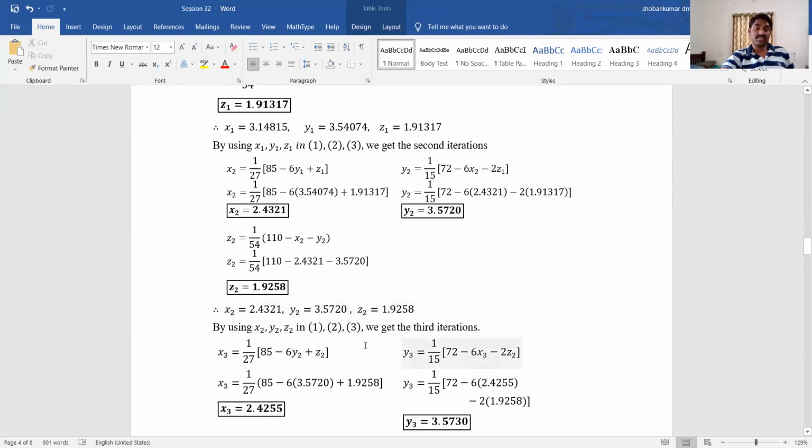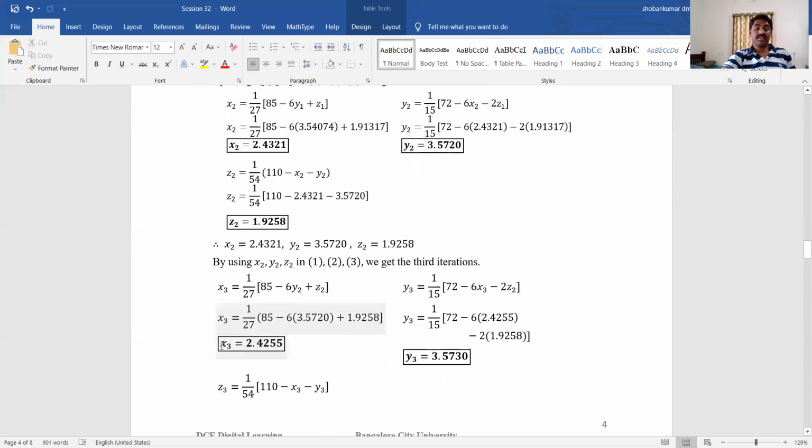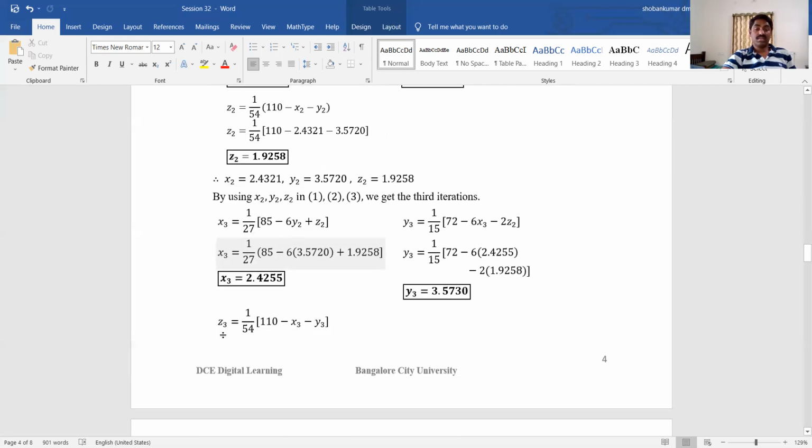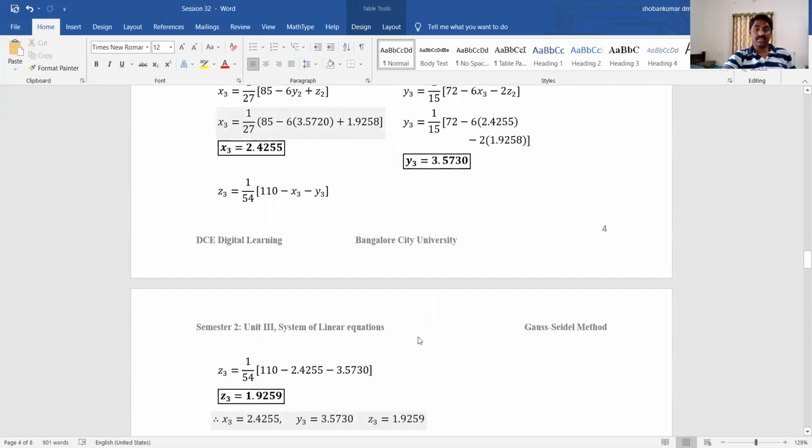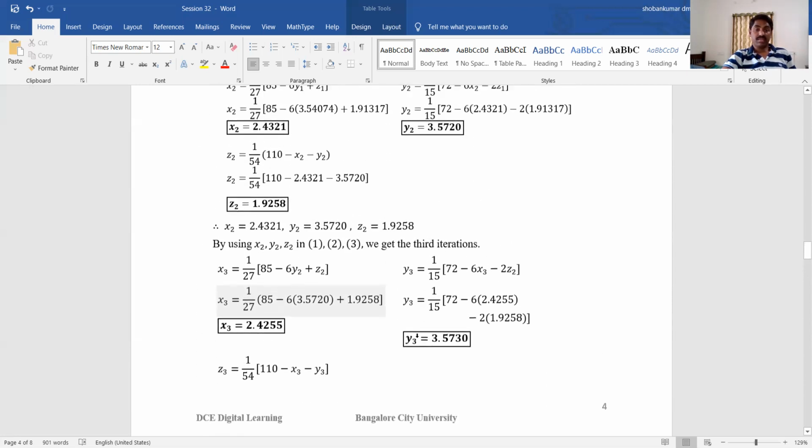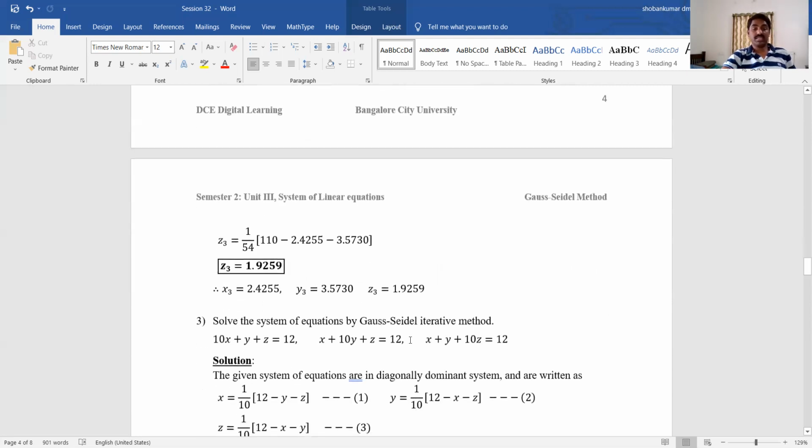These are the second iterations. By using x2, y2, z2 in 1, 2, 3, we get the third iterations, the approximation to x, y, z. Here, x3 is equal to 2.4255, y3 is equal to 3.5730, and z3 is equal to 1.9259. By observing, the second and third iterations are approximately the same up to 3 decimal places.